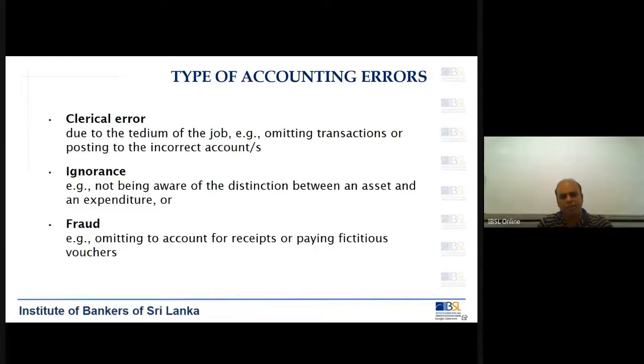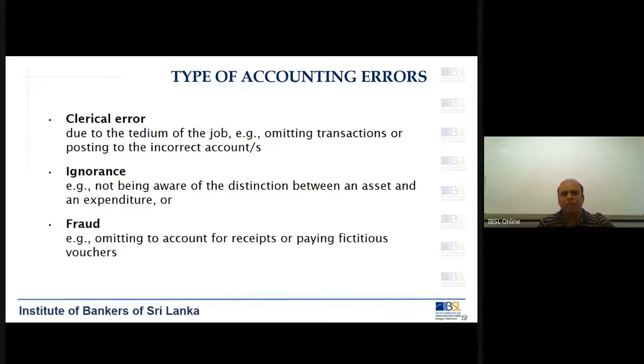Now, being an accountant or clerical person or whoever, you should know the difference between these two. If you are not sure with this, then the ignorance error can happen. So this is one such example where you need to know the distinction between an asset and an expenditure.